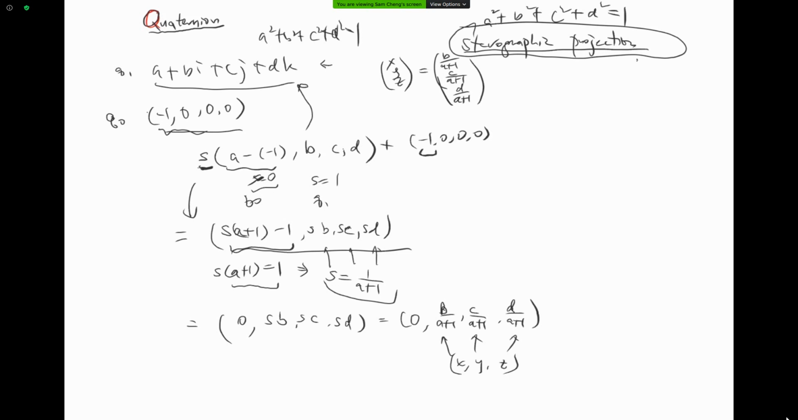Okay, it's back here. So I have x, y, z. If I go back to here, I can also write x, y, z as s b, s c, s d, where s is equal to 1 over a plus 1.